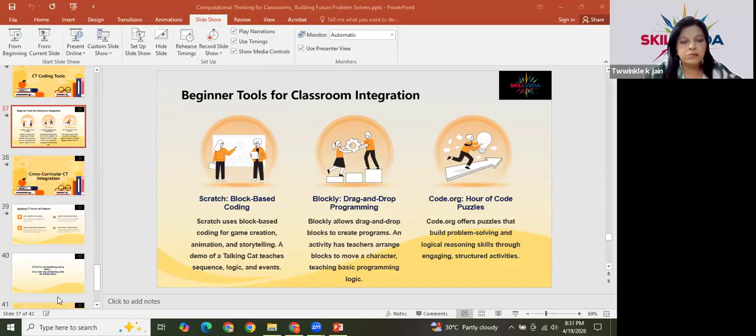But for the 9th, will they be upgrading the syllabus soon? Definitely, ma'am. Still now in CBSE, actually they didn't show.